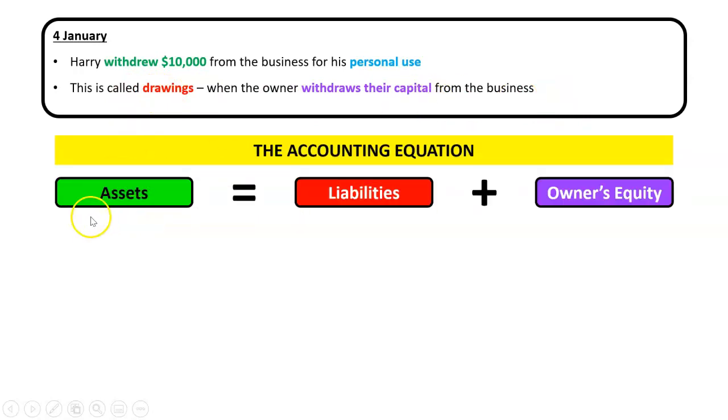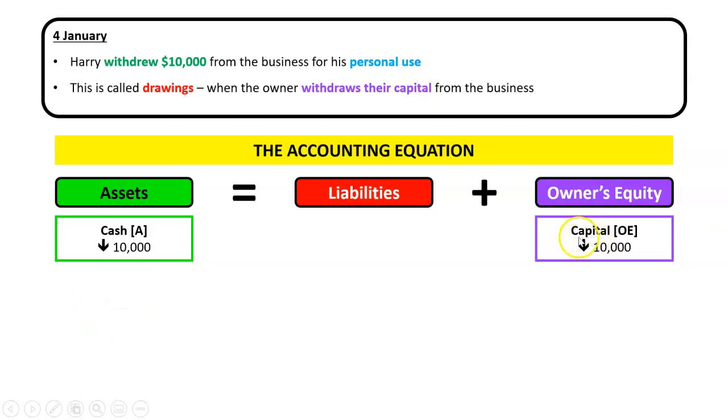First of all, from the business's perspective, not Harry's, it's got less money. It lost $10,000 today. Okay, what did it get? Did it get an asset with it, like inventory or something? No. What happened was Harry, the owner, withdrew his capital. So capital goes down, and that's owner's equity. We've got assets down 10,000 equals liabilities of 0 plus owner's equity of down 10,000. That balances.